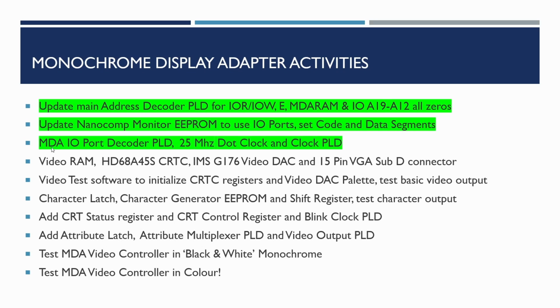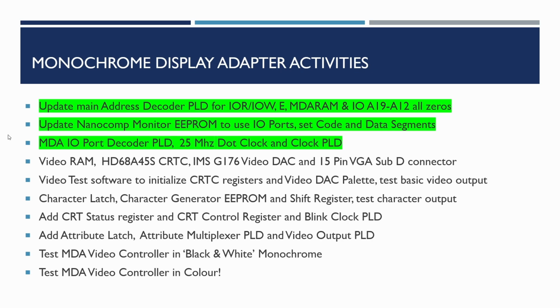Okay, so we've completed these steps in our Monochrome Display Adaptor activities. So we updated the main address decoder to use input-output rather than memory-mapped I/O devices, and we also added a chip select for our MDA video RAM and also a line that indicates when all the top A19 to A12 address lines are zeroed. We also updated the nanocomp monitor to use the I/O ports, and we did a few other enhancements as well. And then finally we've just added the I/O port decoder, the 25 megahertz dot clock, and the clock PLD, for which we'll start the next video by starting to test that.